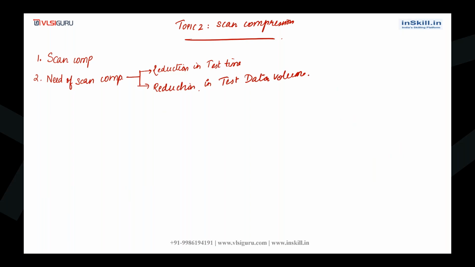So how, if you go for scan compression, are you able to achieve reduction in test time and reduction in test data volume? As I told, logically also we'll try to understand, and we will also try to understand it with the help of formulas. We'll take the formula for test time and the formula for test data volume, substitute the values in those formulas, and then compare with and without compression. You'll be able to see that if you go for compression, you achieve reduction in test time and test data volume.